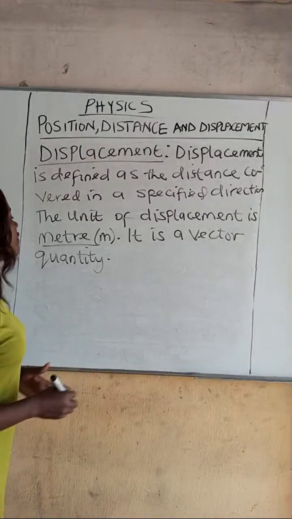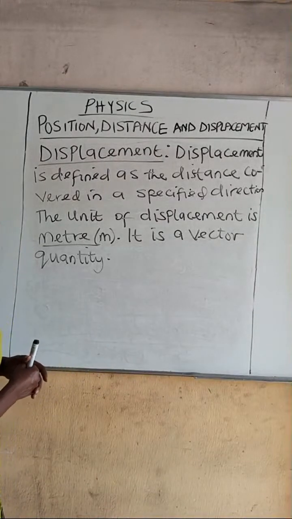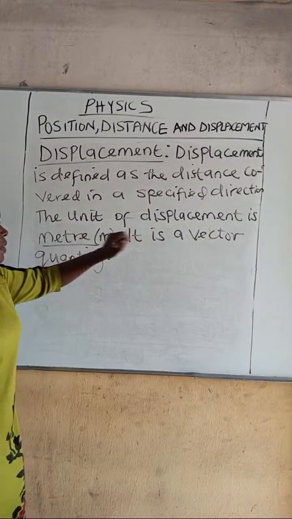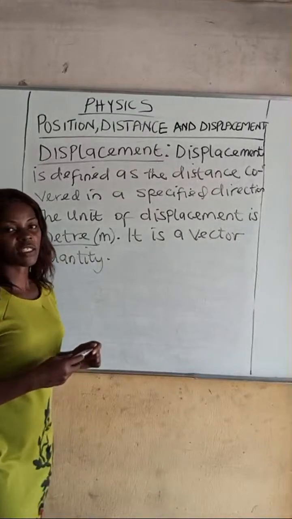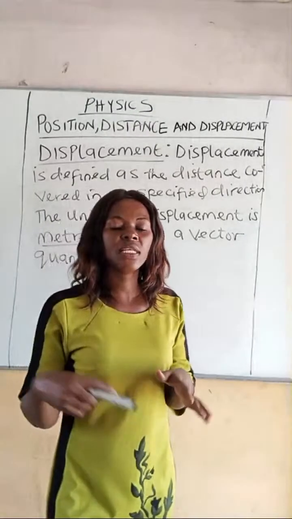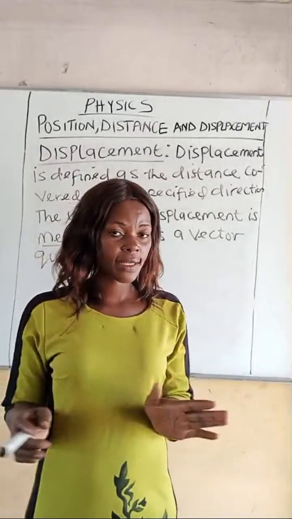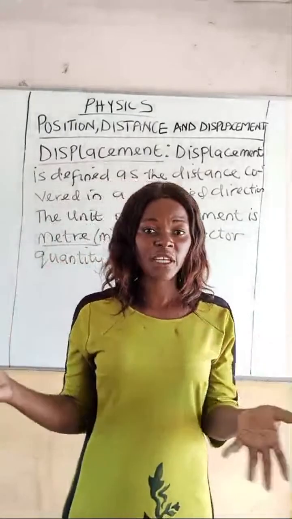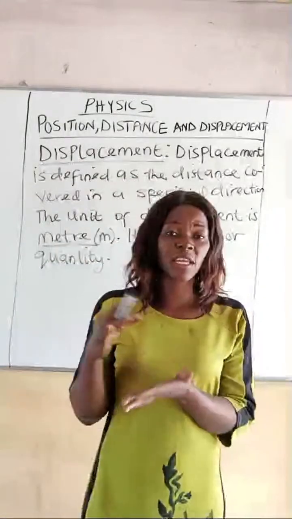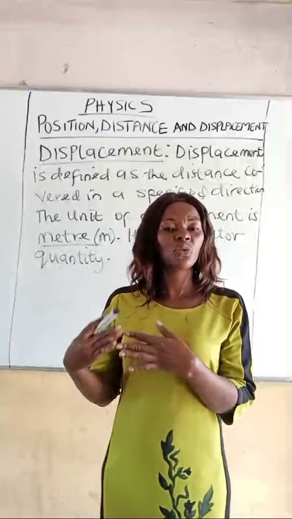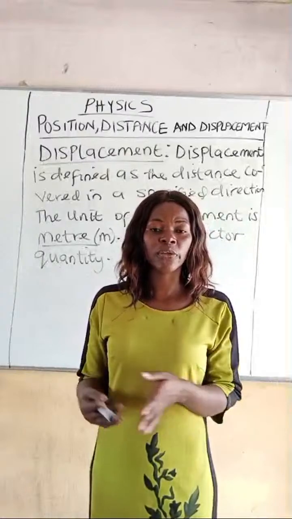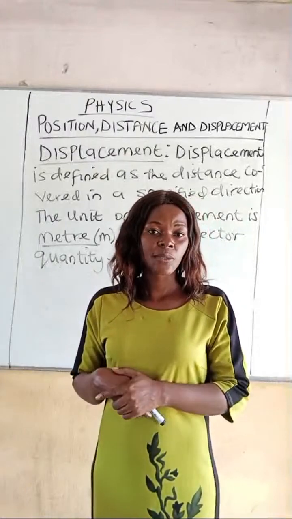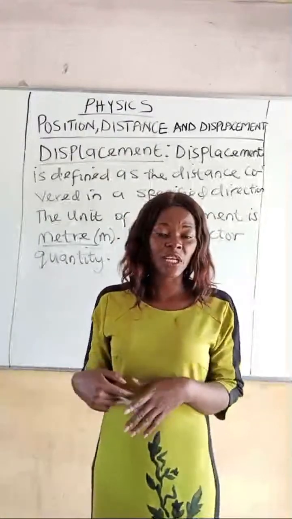Displacement is defined as the distance covered in a specified direction. The unit of displacement is meters. It is a vector quantity. Now, there is a difference between displacement and distance. For distance, you can just get the magnitude, the way we use space and planes to get the magnitude. But for displacement, you must certainly tell us where it's going, whether it's going east, north, or south. So in displacement, we must specify where the object is going.